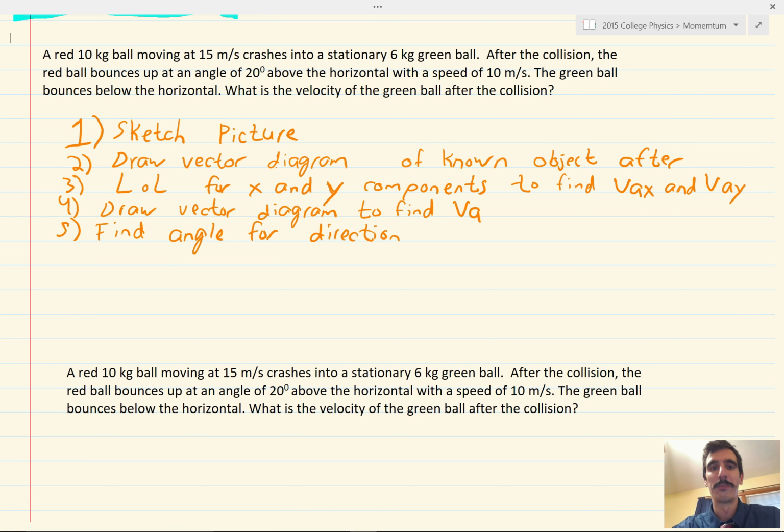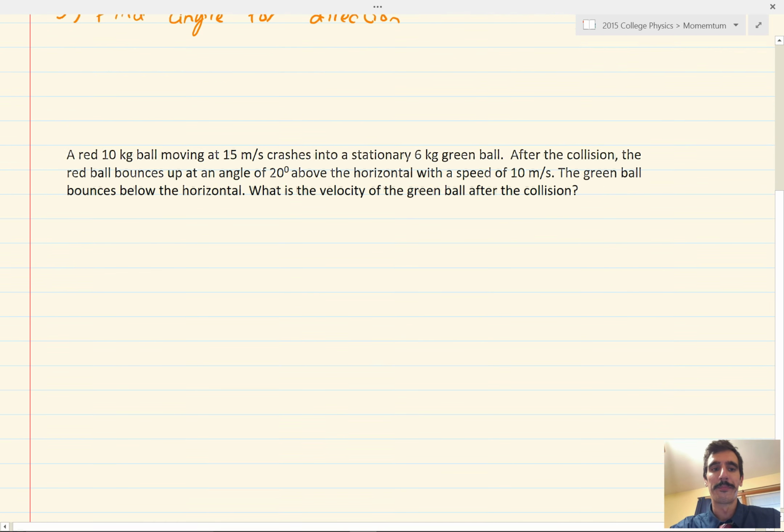So, step one, sketch a picture. This way we can figure out what has momentum, what doesn't. Draw a vector diagram of the known object after. In this case, it's the red ball. This will help us find its x velocity and y velocity. We'll draw an LOL diagram for both our x and y components to find our v after in x and y for the second object. And then we're going to draw a vector diagram to find our velocity after of the second object. And we need to find the angle, because velocity is magnitude and direction. So we'll also find the angle for our direction.